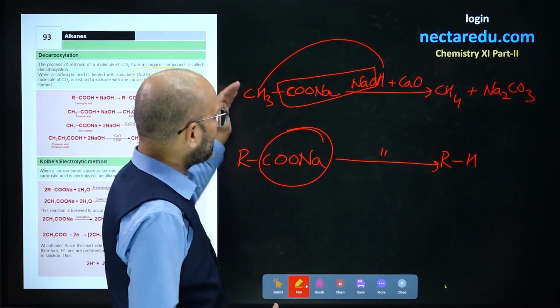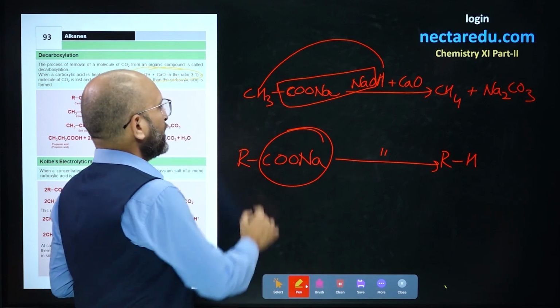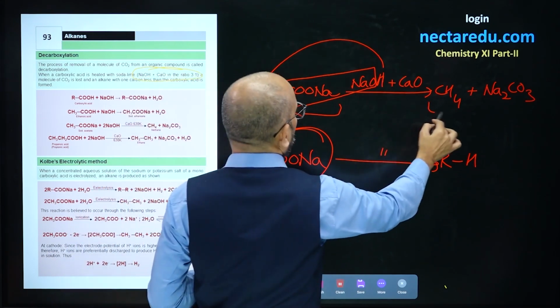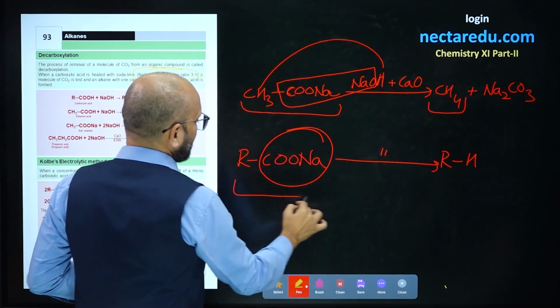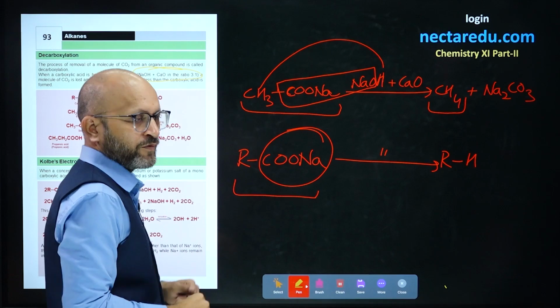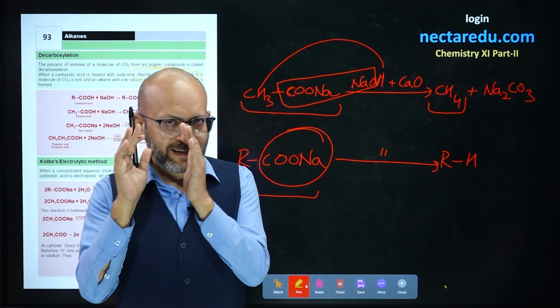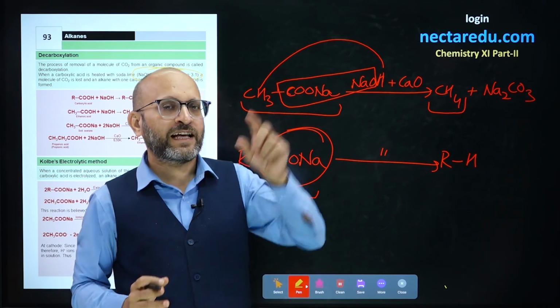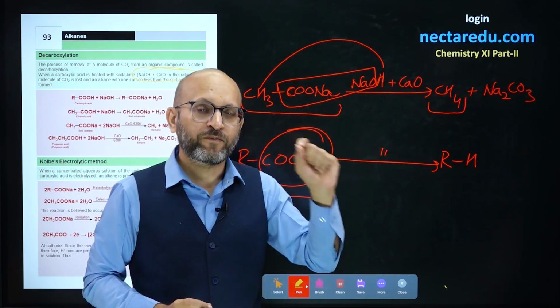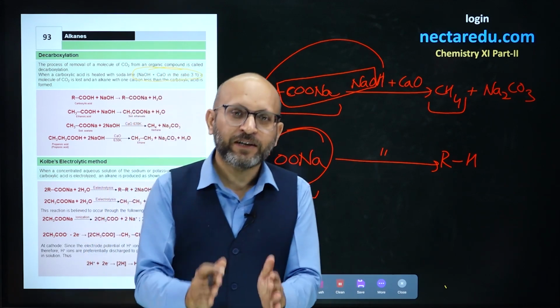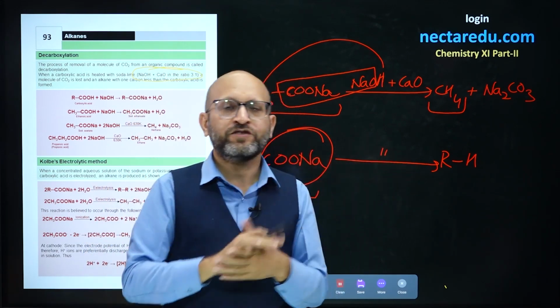In both of these examples you can check, we have taken a carboxylic acid salt with 2 carbons and you get an alkane of 1 carbon. Here also you can see 1 carbon is getting removed. So always remember, in decarboxylation if the reactant has 6 carbons, then the alkane formed has 5 carbons. There is a decrease of 1 carbon from the reactant in the formation of the product.